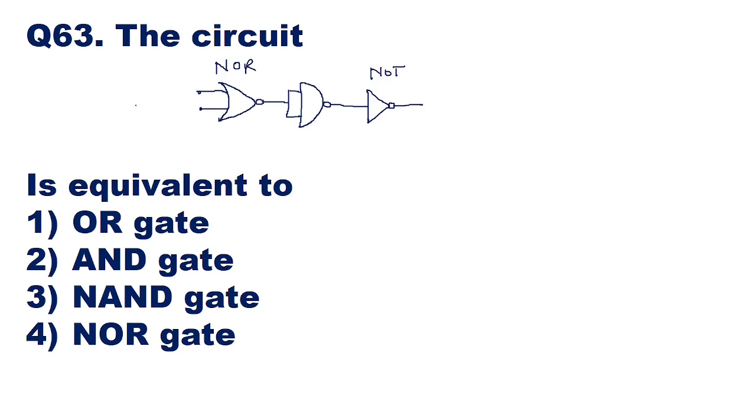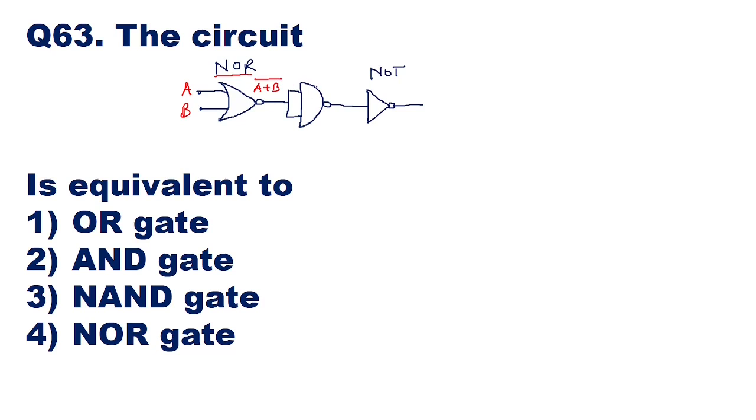Options are OR gate, AND gate, NAND gate, and NOR gate. Now, if you see a combination of circuits here, first we have a 2 input NOR gate. So let these inputs be, say, A and B. Now this is a 2 input NOR gate. The output of this NOR gate will be (A plus B) whole bar.